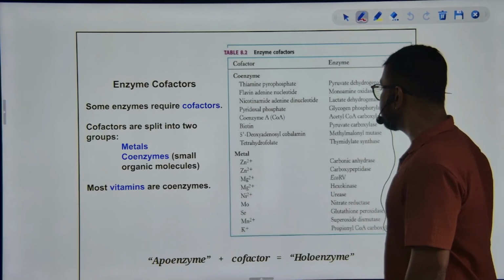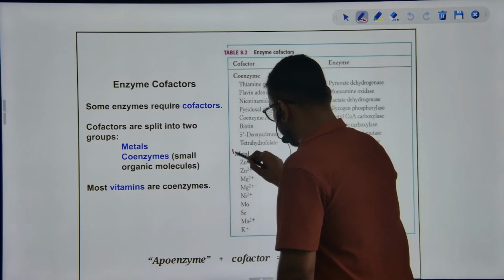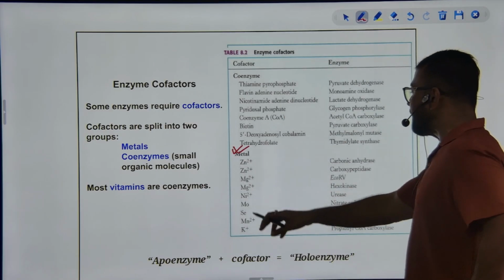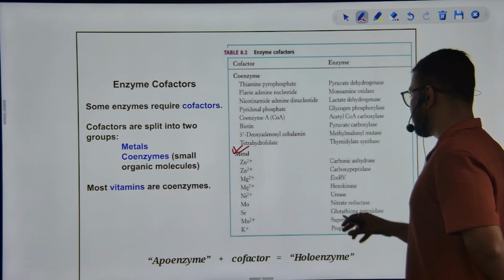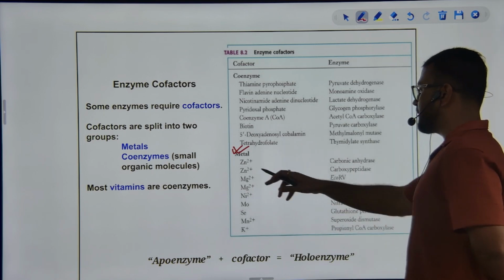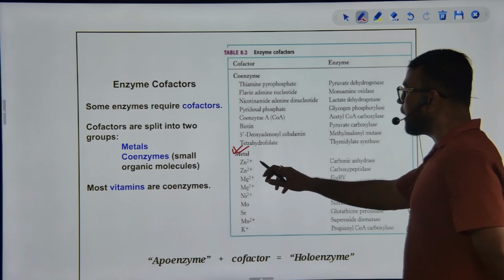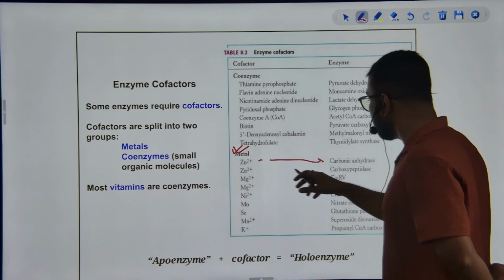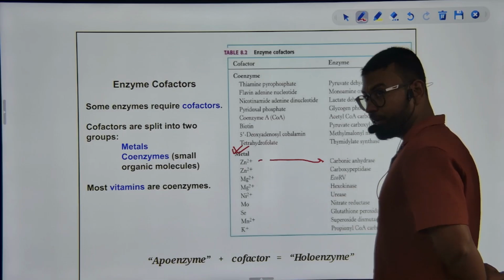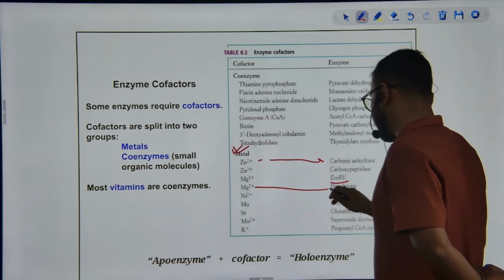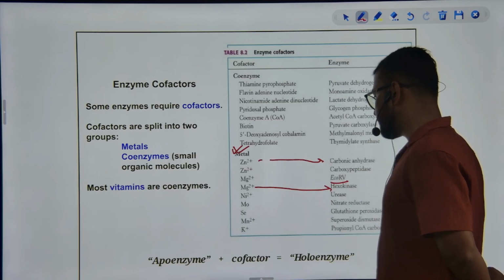For part B, this segment is extremely important. Which metal ions correspond with which enzyme? Very, very important. Specifically Zn2+. We are all aware that it is associated with carbonic anhydrase, but it is also associated with carboxypeptidase as well. Mg2+ with EcoRV, Mg2+ mostly with hexokinase.